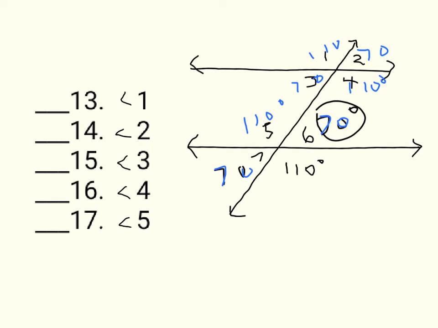Angle 1, 110. Don't forget to hit the degree symbol. Angle 2, 70 degrees. Angle 3, 70 degrees. Angle 4, 110. And angle 5, another 110.